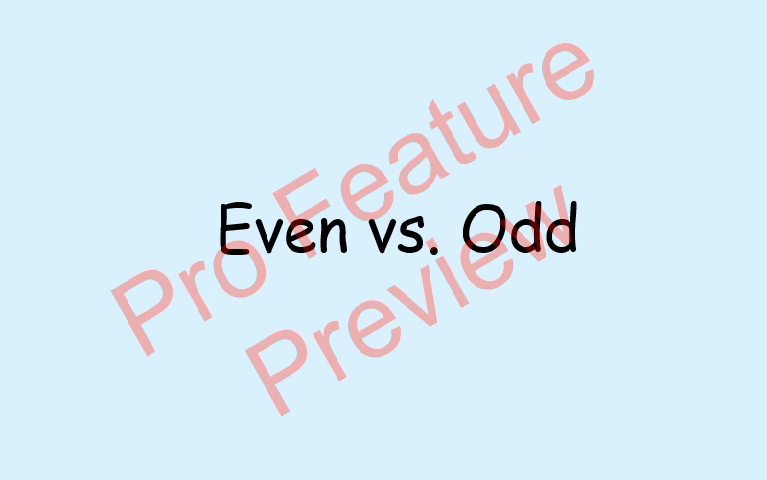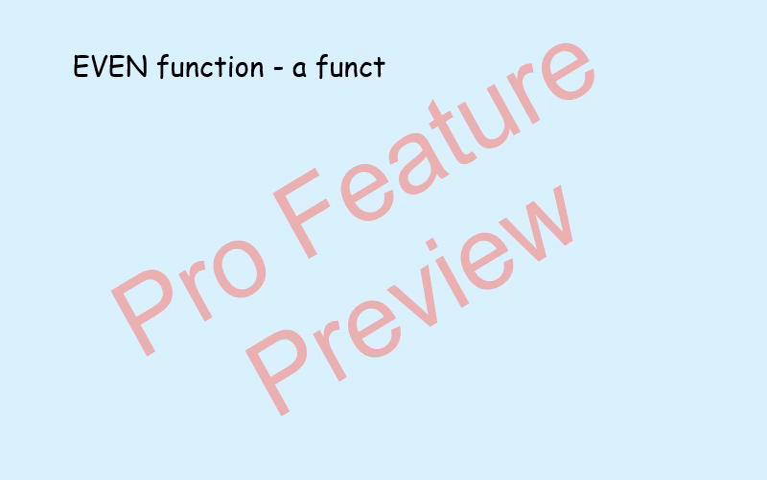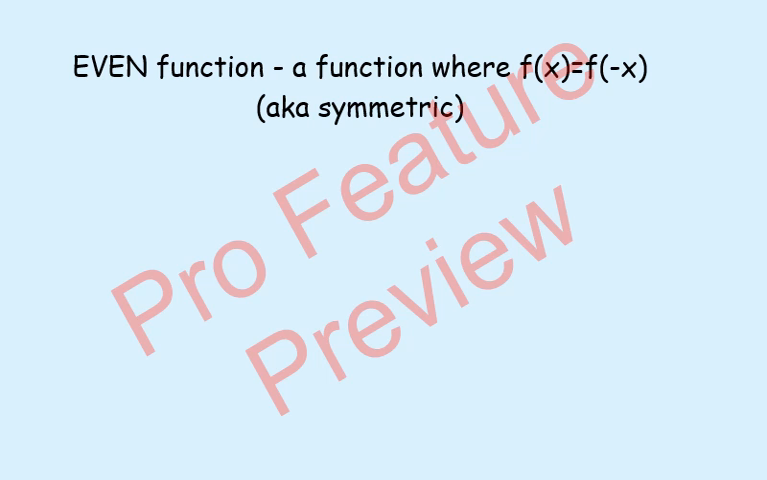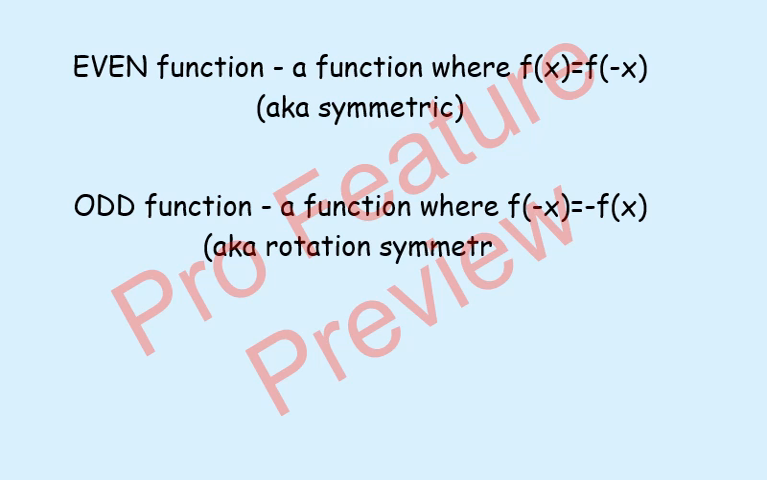Okay, this video is over even functions versus odd functions, and this will be another attribute of functions that we'll be dealing with for the rest of the year. So an even function is a function where f of x is equal to f of negative x, and an odd function is a function where f of negative x is equal to negative f of x. What does this really mean?